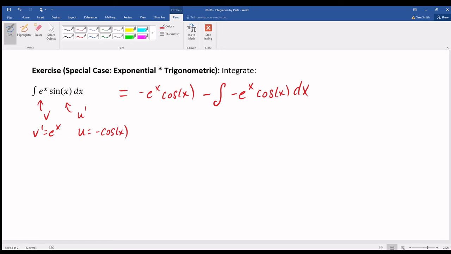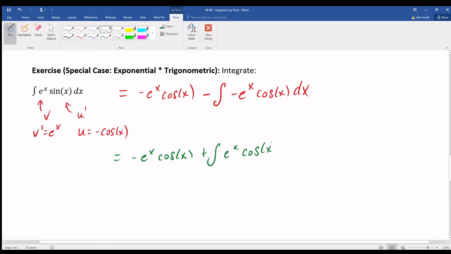Alright, let's just clean this up ever so slightly. We've got a negative e to the x cosine x. This negative sign and this negative sign will cancel each other out, giving you plus the integral of e to the x cosine x. Now, as we predicted, the integrand that we have achieved by using integration by parts is no better than it was before. So we just cross our fingers and say, well, what will happen if we use integration by parts a second time? Well, why not? Let's give it a try.